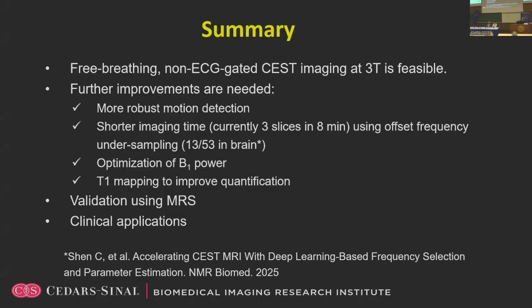So we're testing undersampling in the frequency domain and using AI to recover the whole spectrum, which we have shown in the brain, published this year. So we want to do the same in the heart. Still, there is more work to be done to optimize the B1 power and also include T1 mapping to improve quantification. Of course, in the end, we want to validate with MRI and also explore further clinical applications.